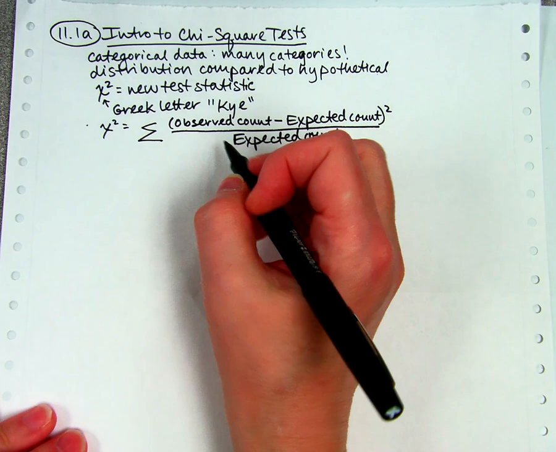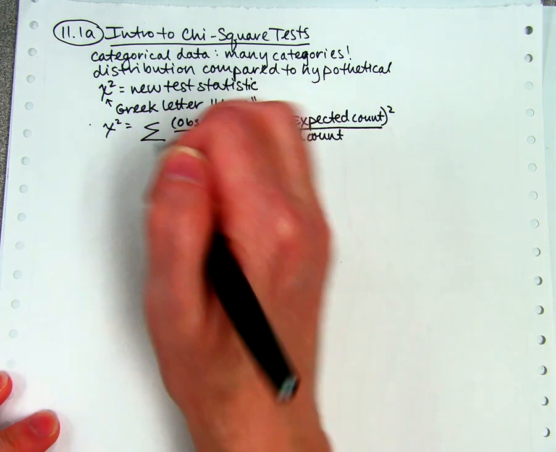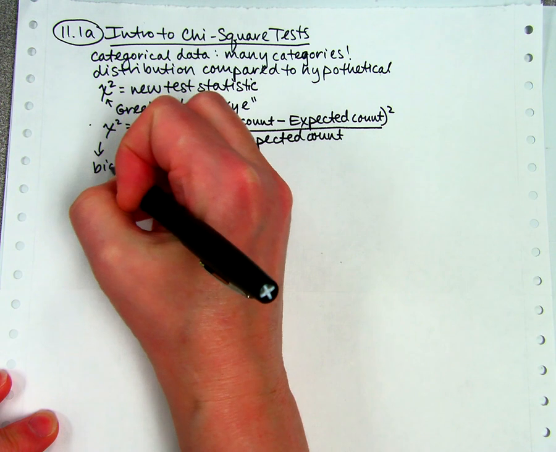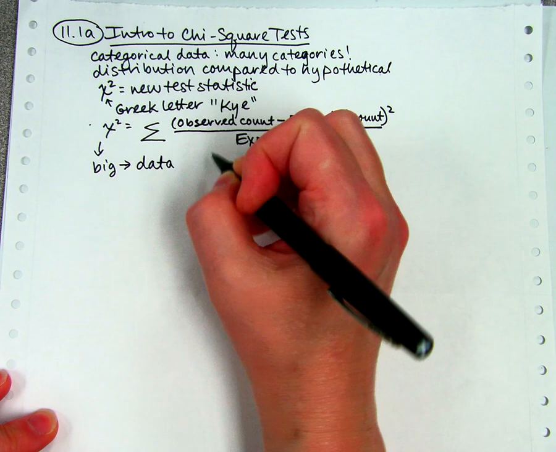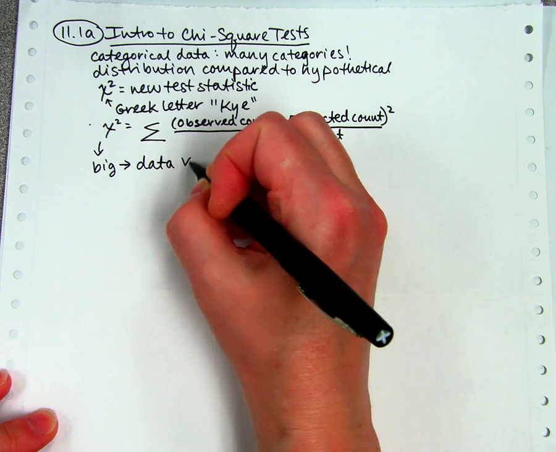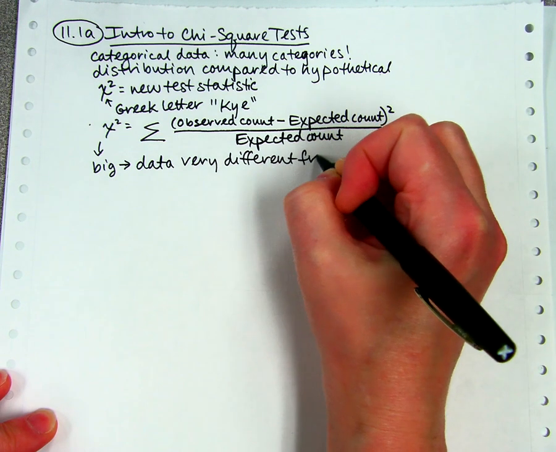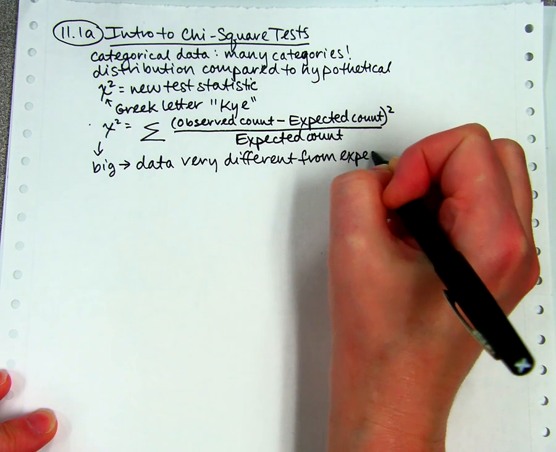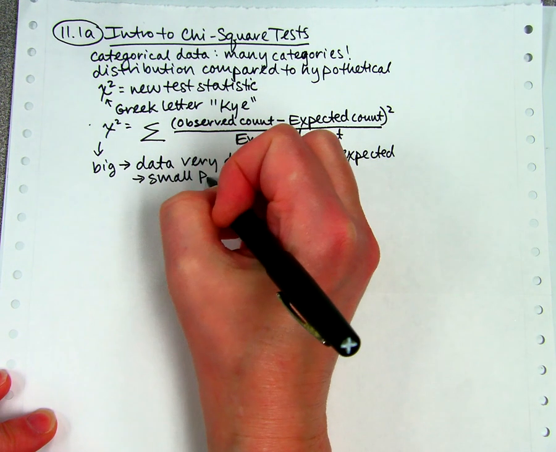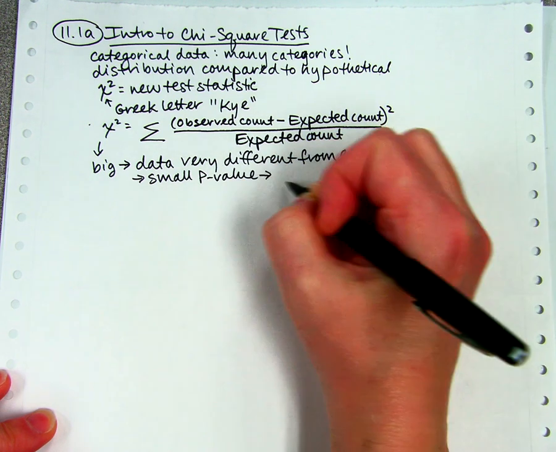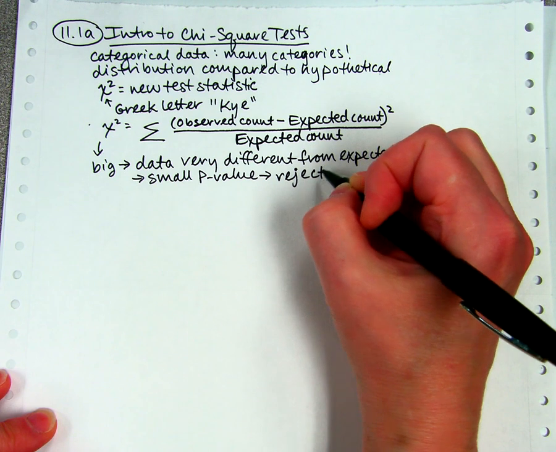And the idea here is if the sum of all of these is very big, that means the observed are far from the expected. So if chi-squared comes out big, the data is very different from what's expected, which would be significant. And that would give us a small p-value, which would cause us to reject our null. And the null is going to be that the expected counts are approximately right.